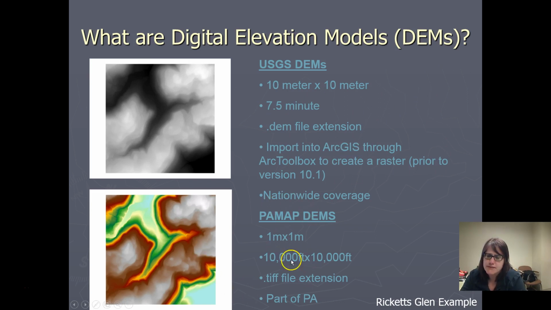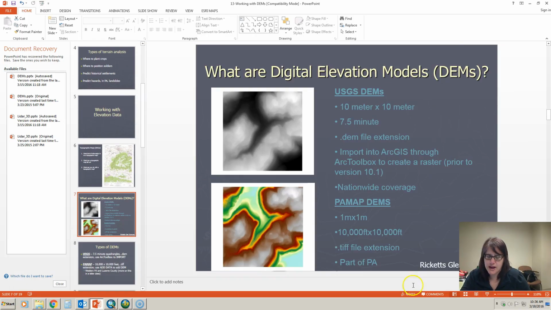But the state of Pennsylvania, between 2006 and 2008, used LIDAR, which is a remote sensing technology, to collect elevation data for the whole state of Pennsylvania. And from that LIDAR data, they processed DEMs that are 1 meter by 1 meter in resolution. And these are available for the whole state of Pennsylvania.